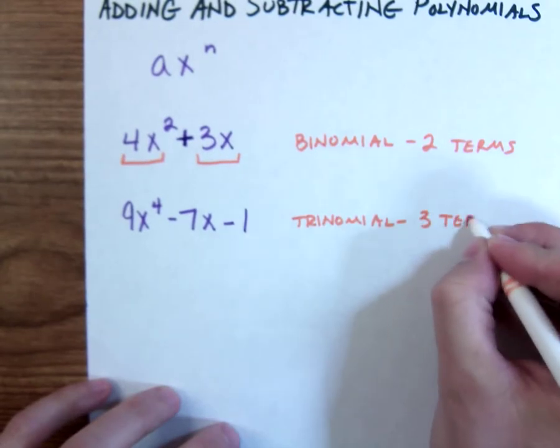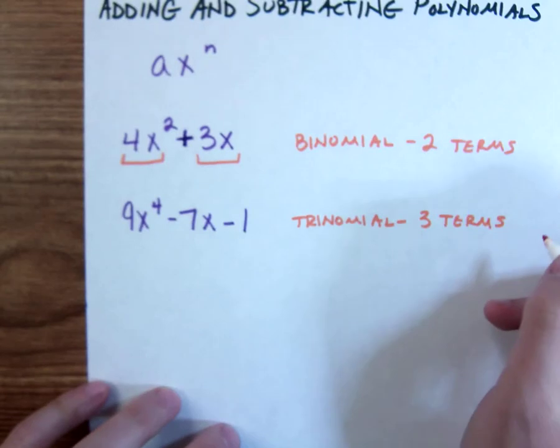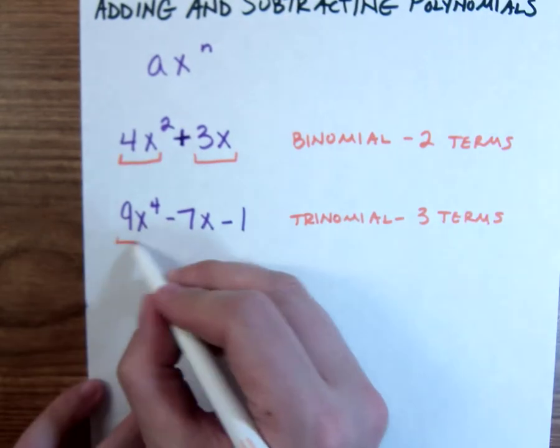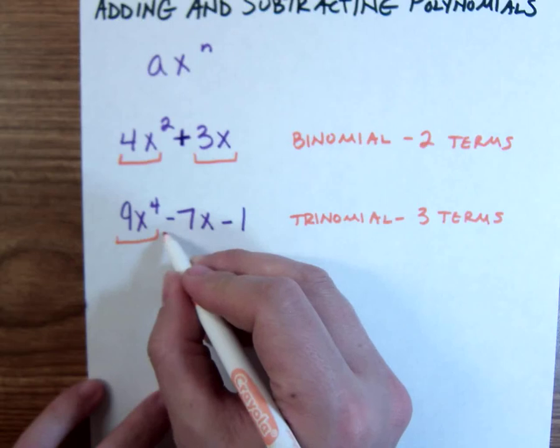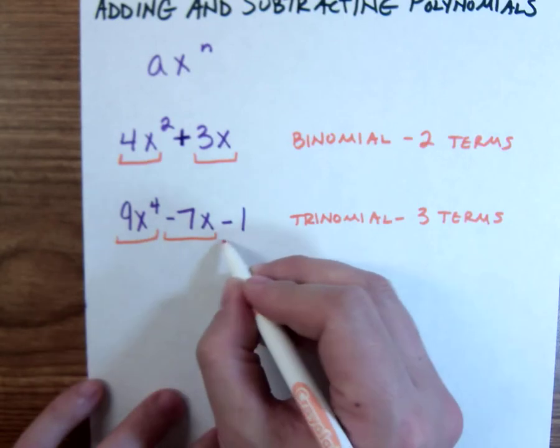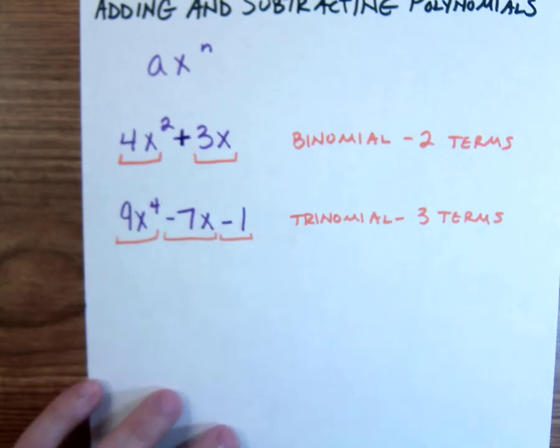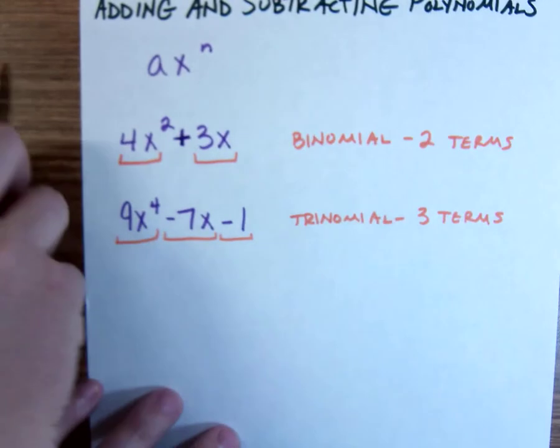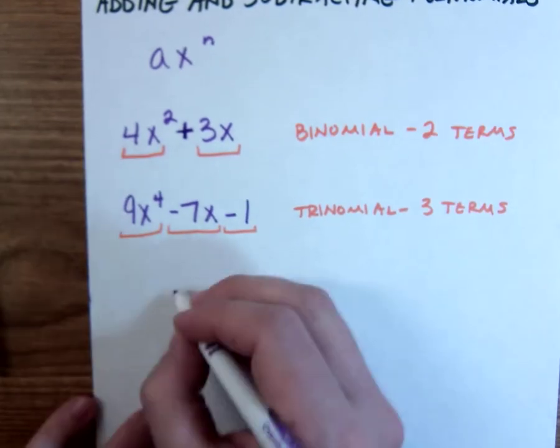What are the three terms? 9x to the 4th is one. Negative 7x is one. And negative 1. You include the negatives.